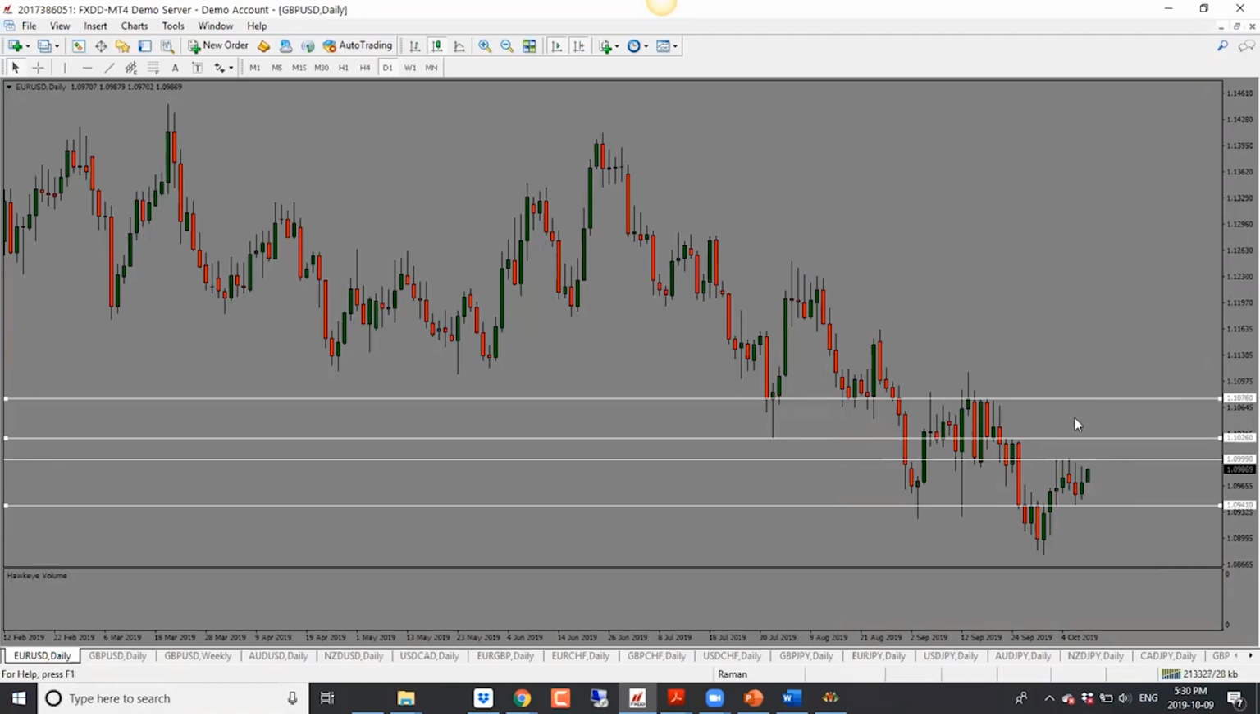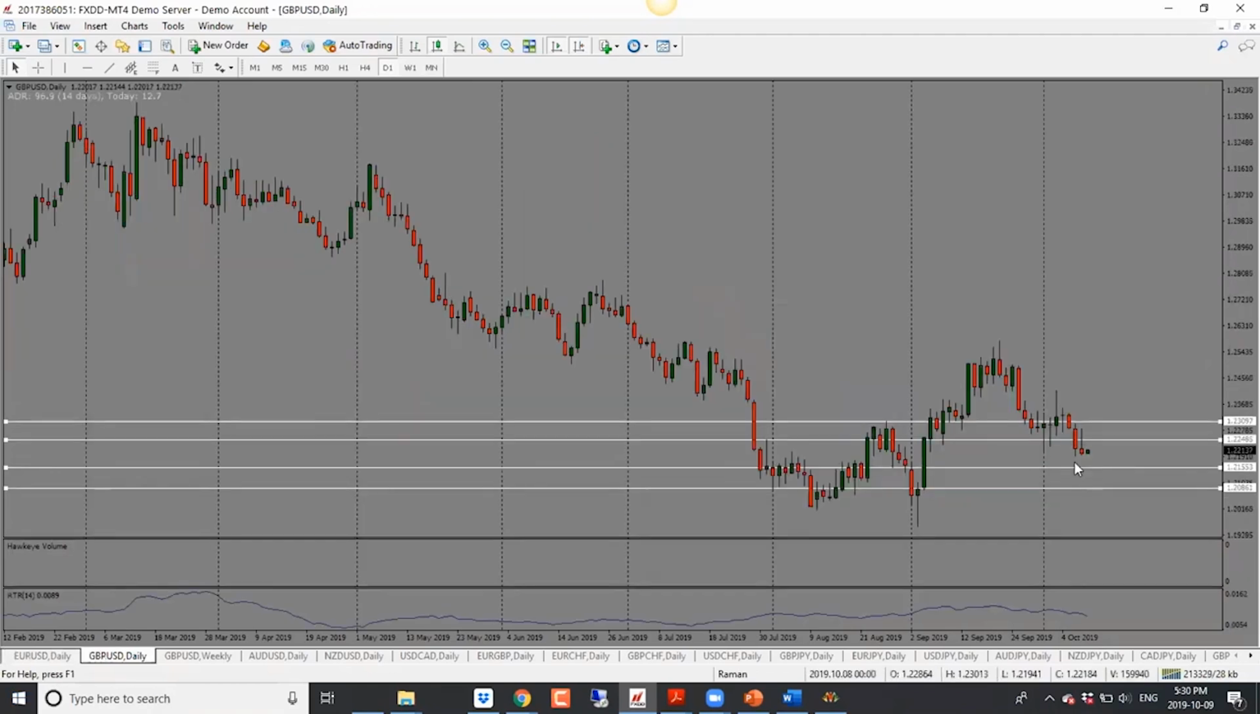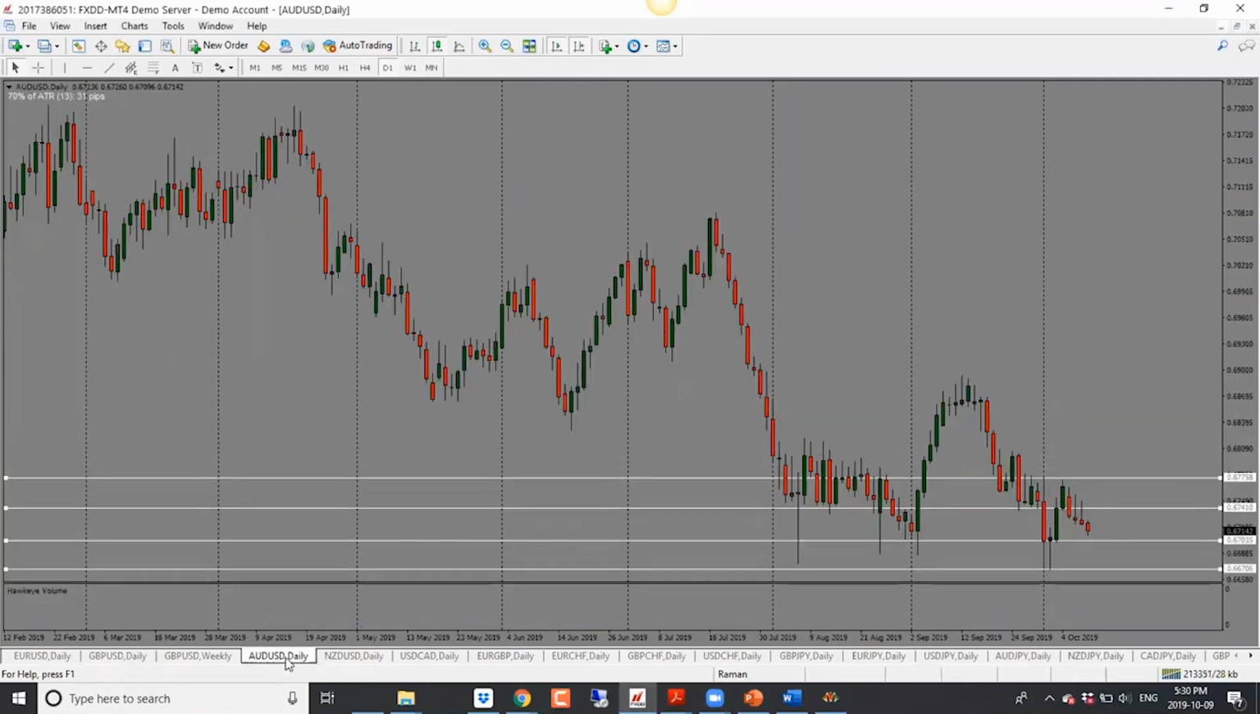Pound dollar here, we have a bearish pin bar. So I'm looking for price to drop here. I would look for a pullback potentially into 1.2250 and then looking for a drop. First target is 1.2150, second target 1.2080. So bias here is bearish for pound dollar.